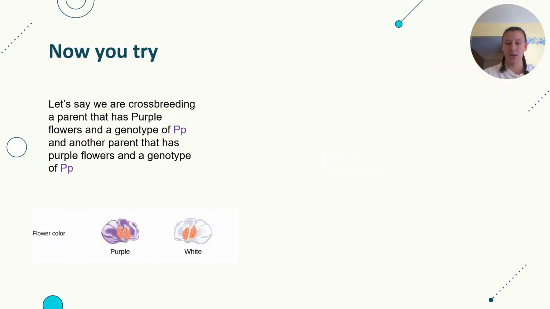Alright, so now I want you guys to try this, draw it on your own piece of paper, pause the video, and see what you get. So we're going to do 2 parents. Purple is the dominant trait, and we're big P, little p for both parents. So pause the video, practice yourself.